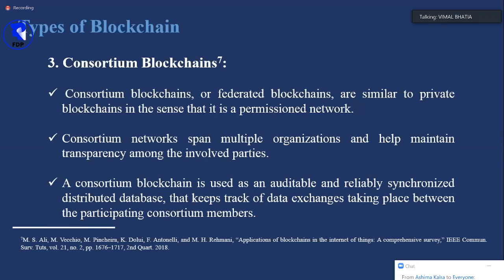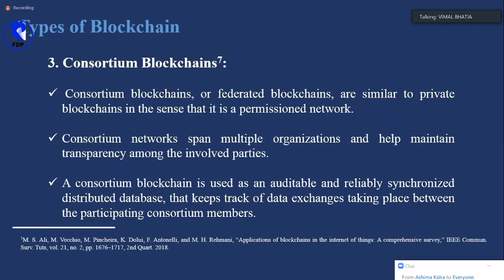Or it could be a consortium blockchain. Consortium or federated blockchains are similar to private blockchains, in the sense that you have to have, first of all, permission to be in that consortium. But consortiums are larger, so they could have multiple organizations, and they help maintain transparency among those involved parties.